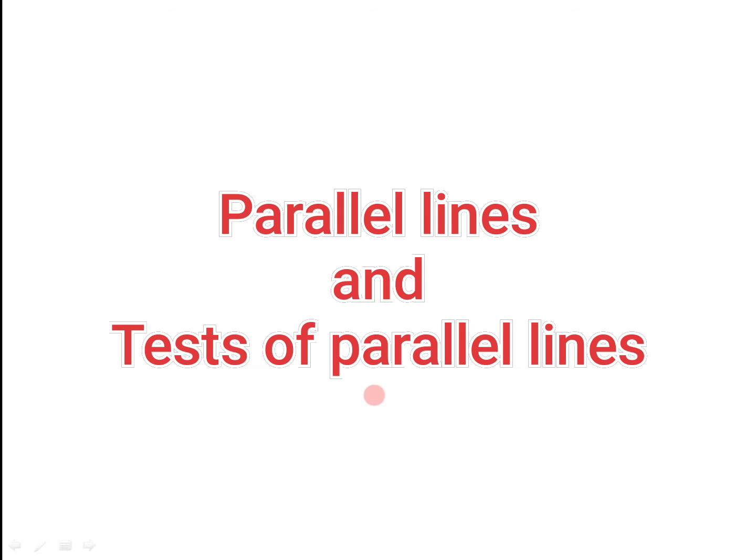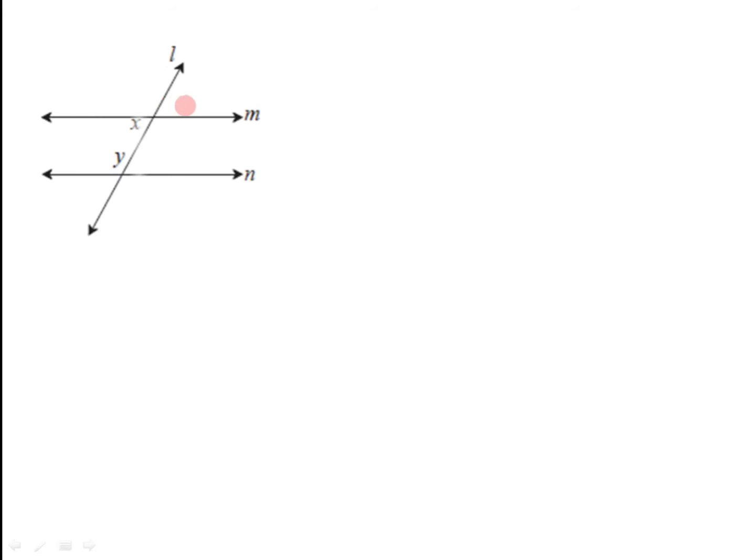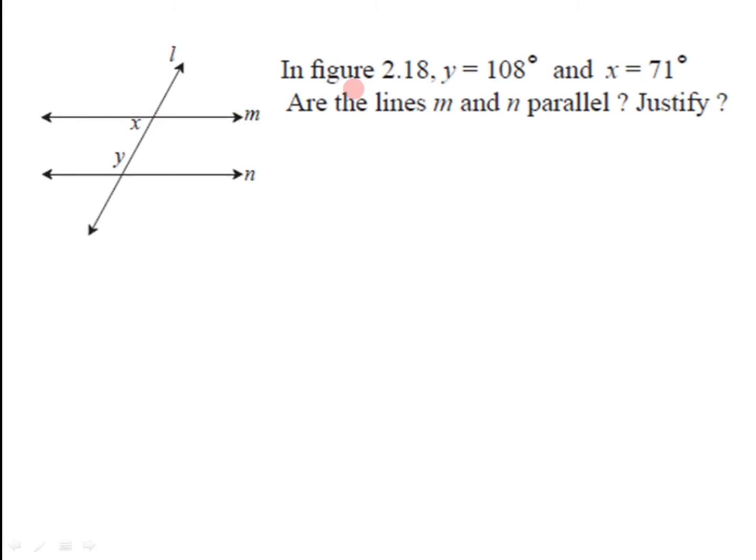Hello students, let us solve some examples based on the topic parallel lines and tests of parallel lines. The first question is, the diagram is given over here. In the figure, y is equal to 108 degree, x is equal to 71 degree, and we have to answer, are these lines, line M and line N, parallel? If it is, we have to justify.